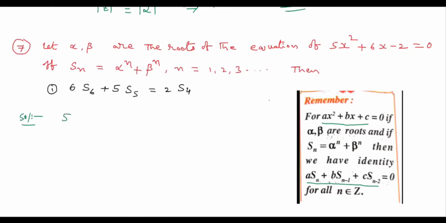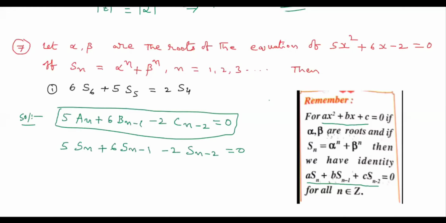So what answer do we get now? A means 5. By observing the question, I am writing 5 into Sn plus 6 into Sn minus 1 minus 2 into Sn minus 2, that is equal to 0.